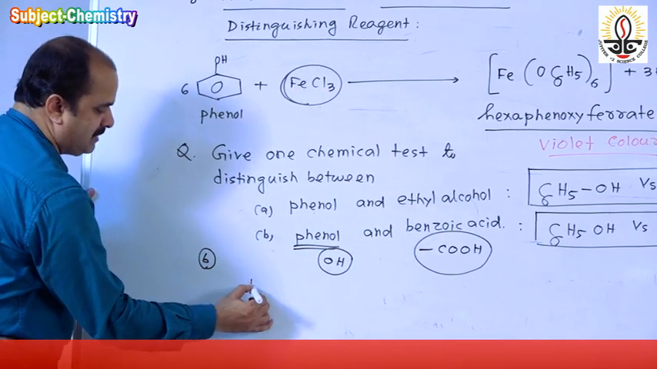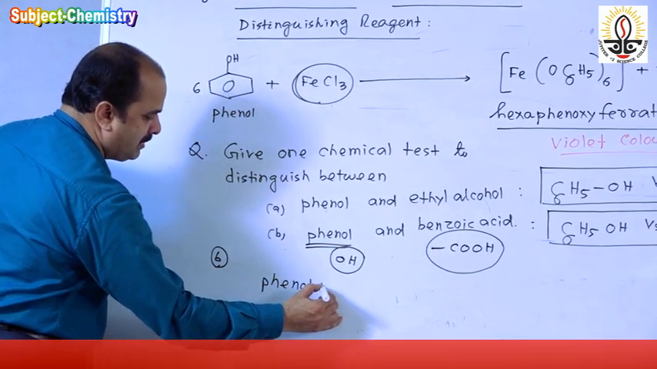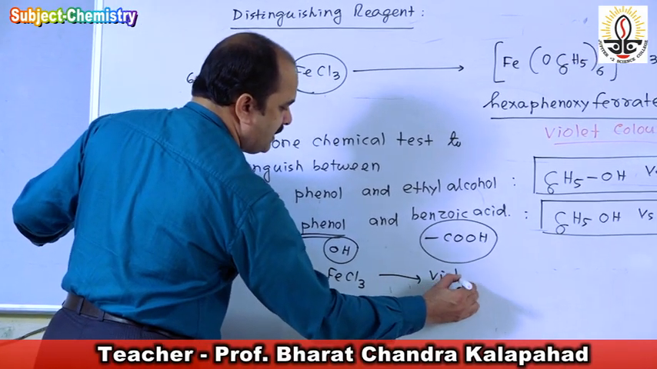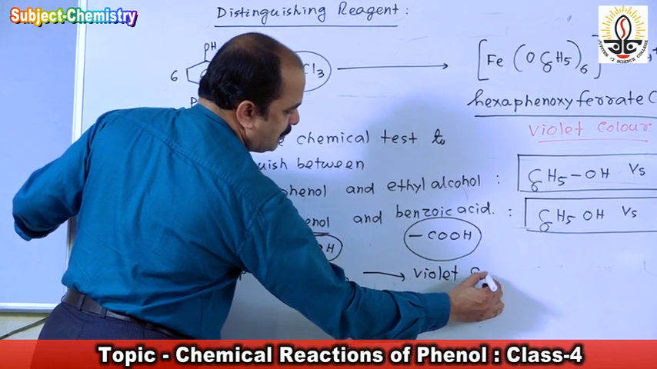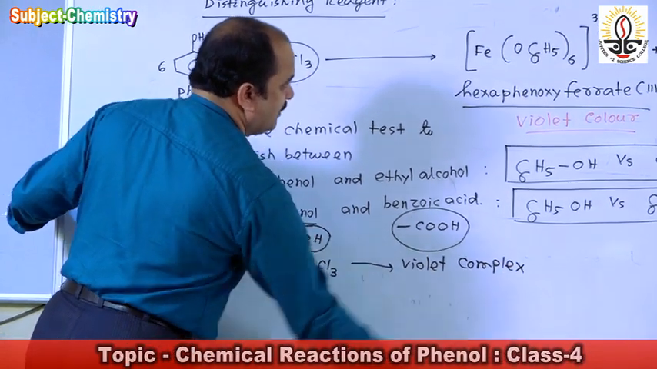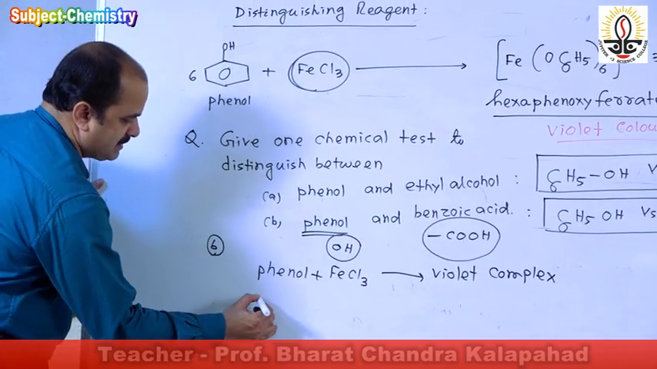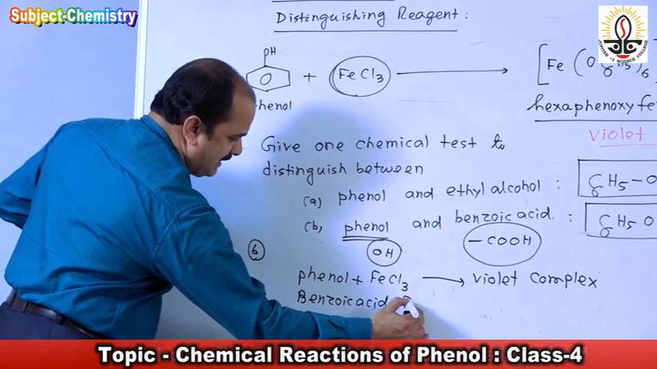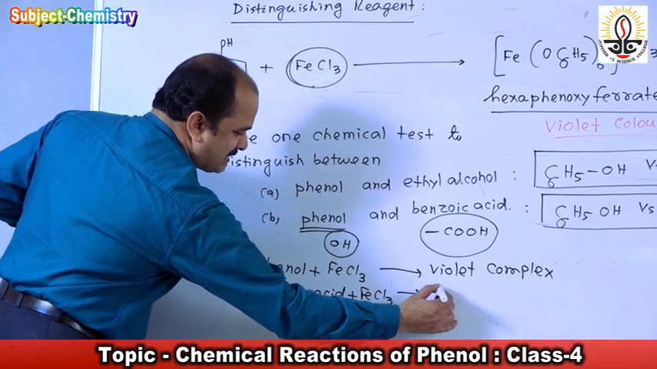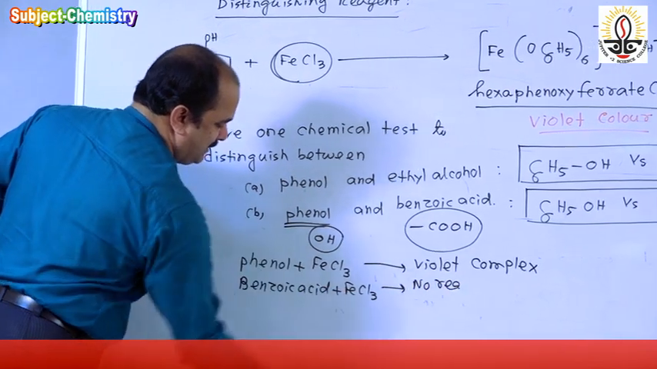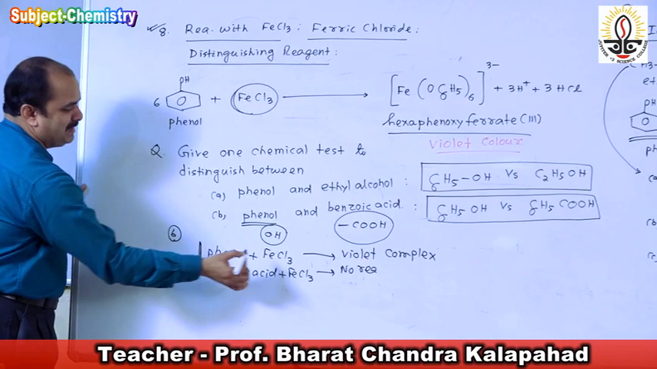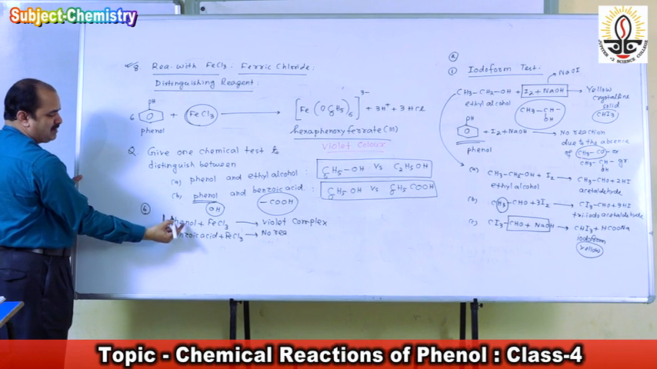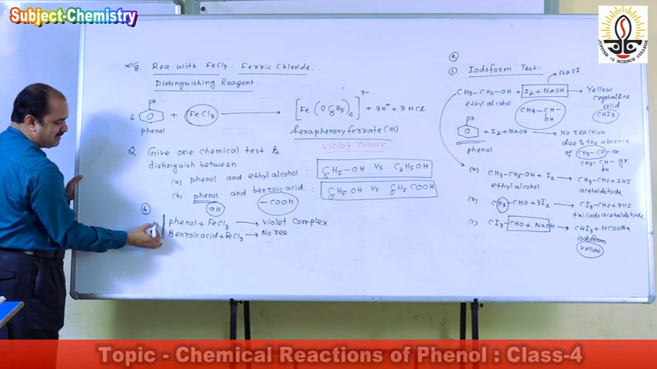Phenol reacts with neutral FeCl3 solution and gives a violet complex. But benzoic acid plus FeCl3 gives no reaction. This is one chemical test. The neutral ferric chloride test is a distinguishing reagent to distinguish between phenol and benzoic acid. This is the first chemical test.